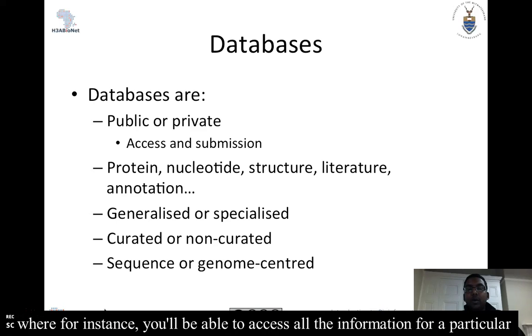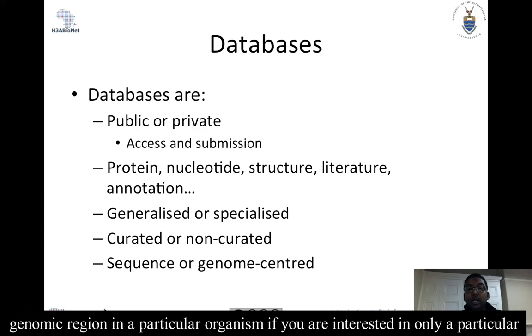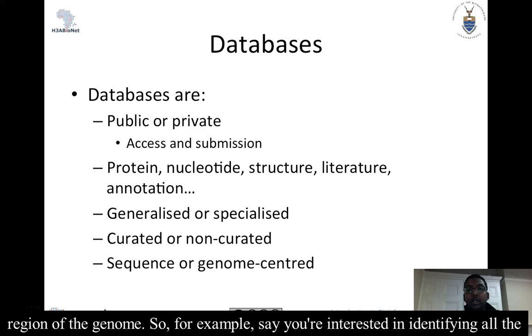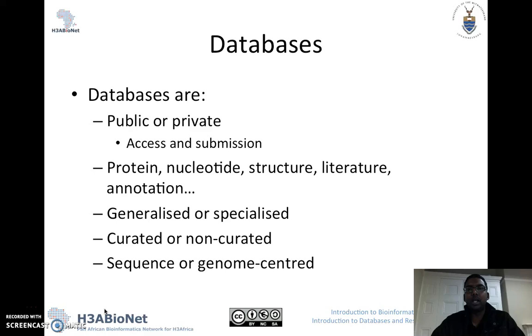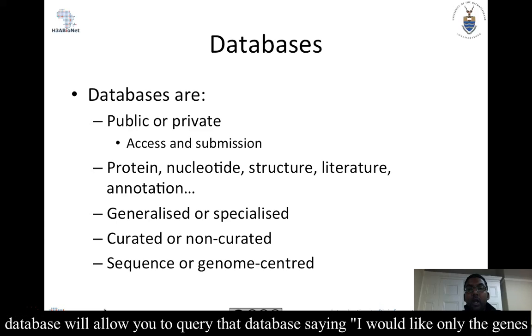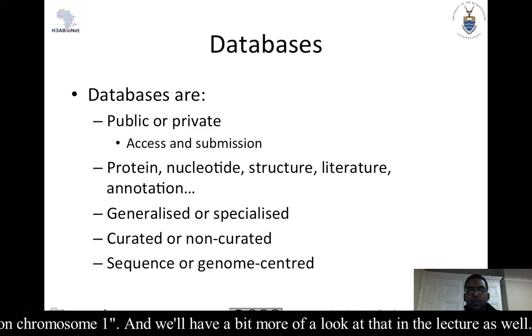all the information for a particular genomic region in a particular organism if you are interested only in a particular region of the genome. So for example, say you're interested in identifying all the genes on chromosome 1 in human, a genome-centered resource or genome-centered database will allow you to query that database saying, I would like only the genes on chromosome 1 in human. And we'll have a bit more of a look at that in the lecture as well.